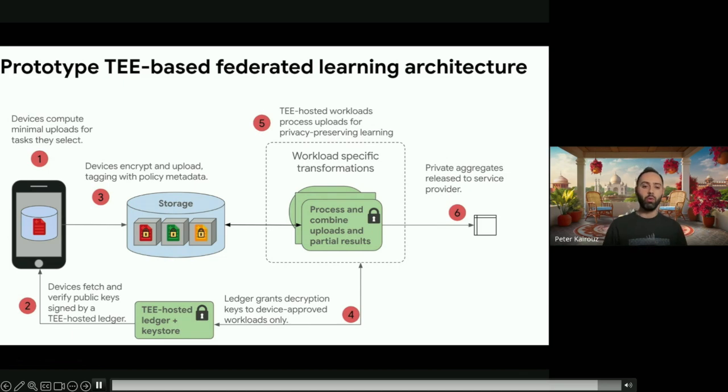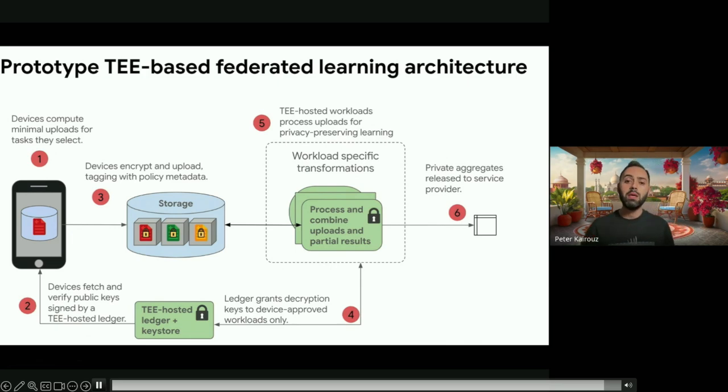what we would do is use a verified public key that we get from a TEE-hosted ledger in order to encrypt the data and send it to the service provider. So the service provider will get only encrypted data. It cannot access that data. It cannot decrypt that data. It needs the key that is held inside of a TEE that it cannot access in order to decrypt that data.